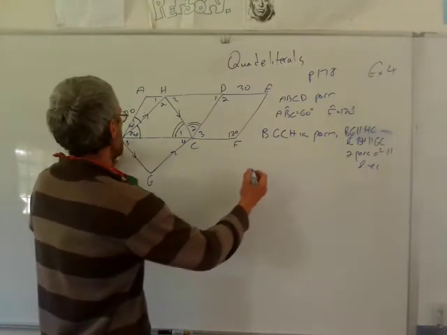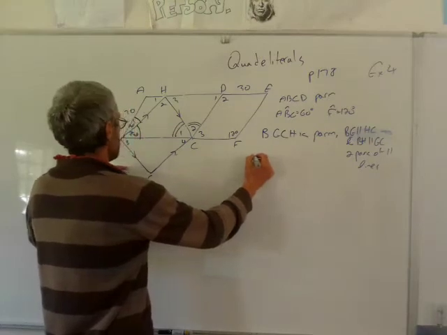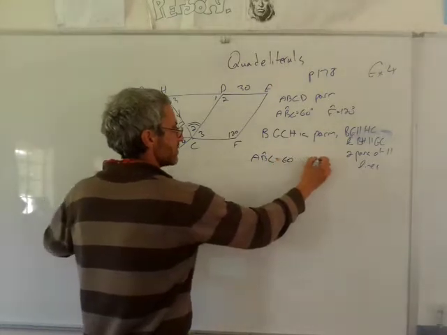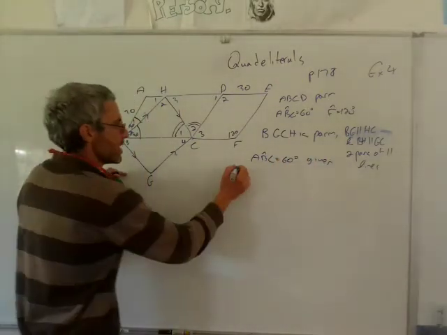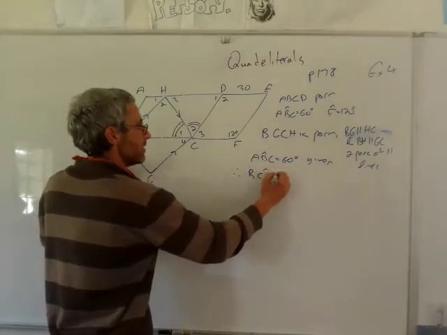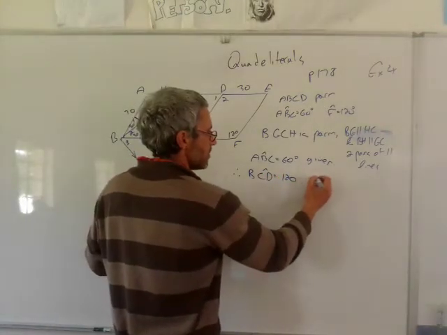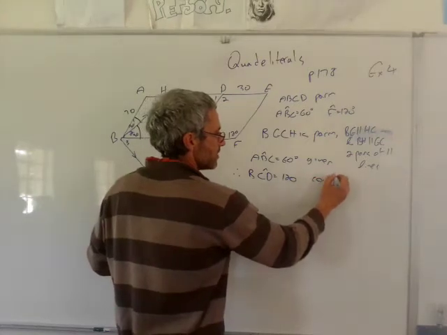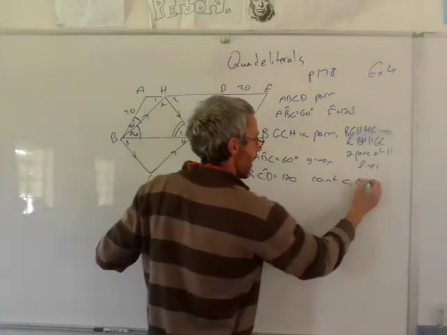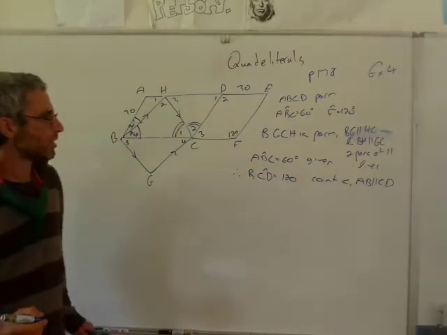We're going to say angle ABC is equal to 60, given. Therefore, we can say that angle BCD is equal to 120, because of quaternion angles. And I need to write down the 2 lines that are parallel: AB parallel to CD. And they add to 180.